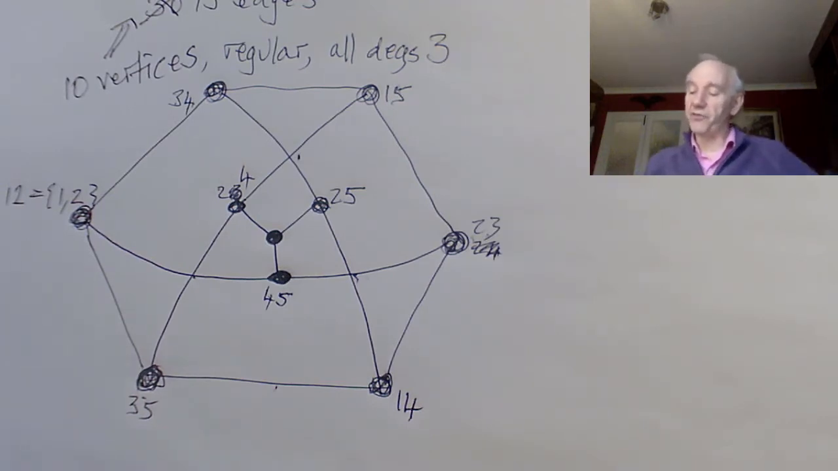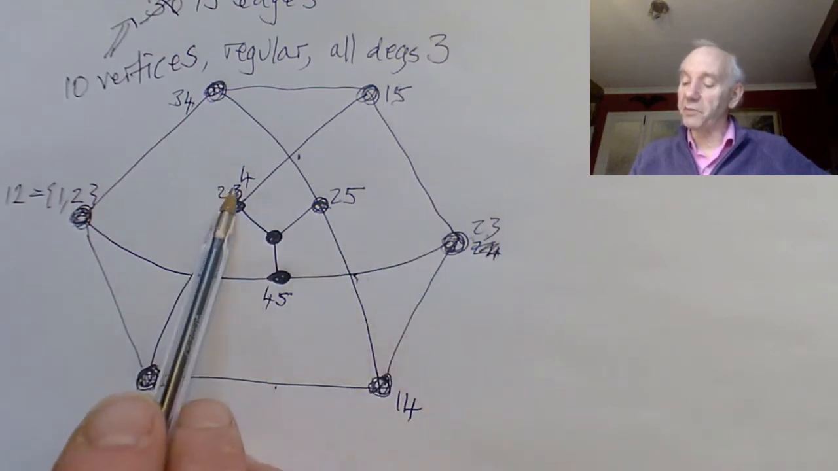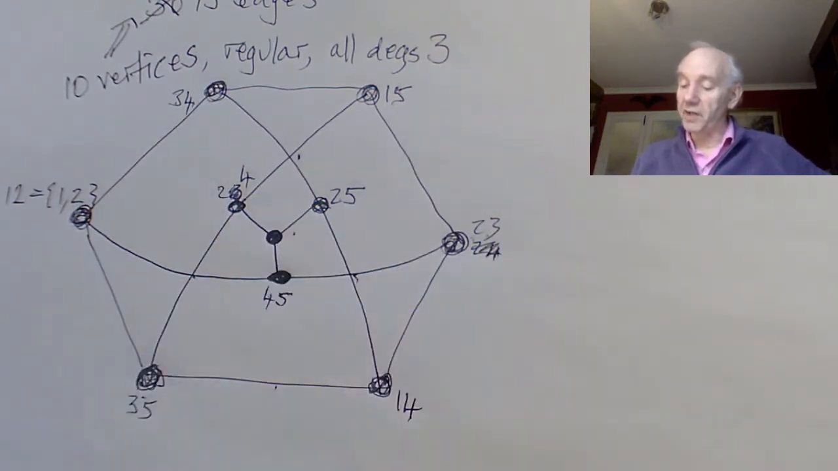I've now got my 10 subsets. 1, 2, 3, 4, 5, 6, 7, 8, 9. I've missed the one in the middle. But hopefully that will be automatic. What am I missing? I'm missing a 1 and a 3.